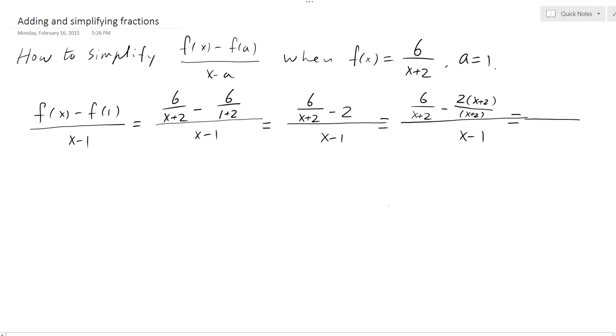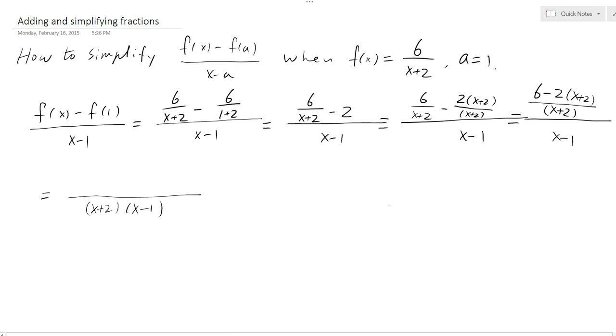And then again, we add up the numerator first. So we have x minus 1 here, and then we have x plus 2, which is the common denominator, and then we have another numerator over here. We have 6 minus 2 times x plus 2. And make sure we have a pair of parentheses around x plus 2. So now we simplify. The denominator becomes x plus 2 and x minus 1.